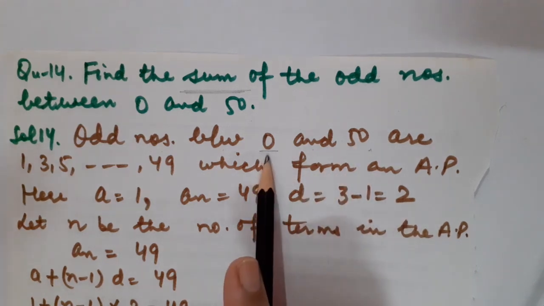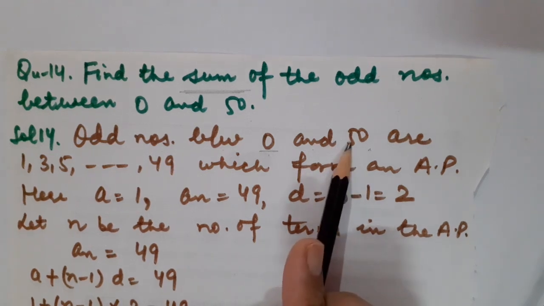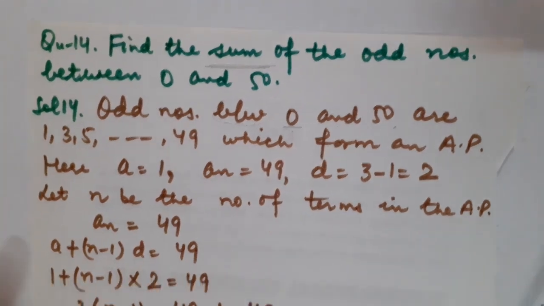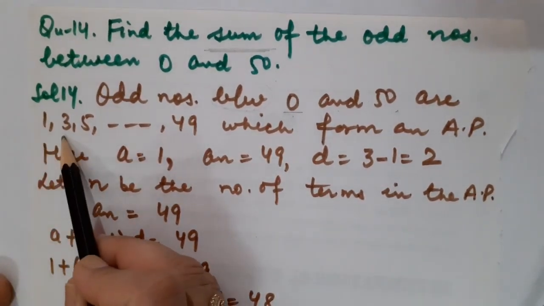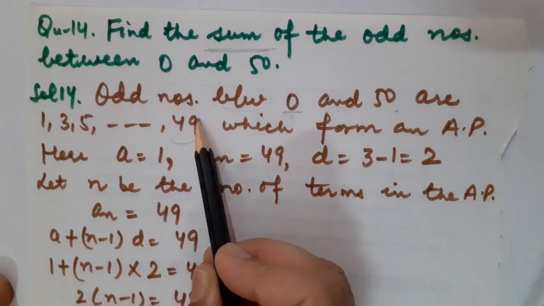So we will have to take the odd numbers which are coming between them. Those 0 and 50 themselves are even numbers. We are not going to include them, but you should know the concept of between, correct? So the numbers are 1, 3, 5, 7, 9, 11 and so on up to 49, correct?